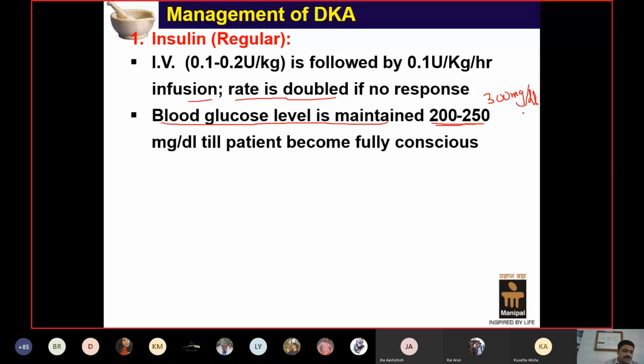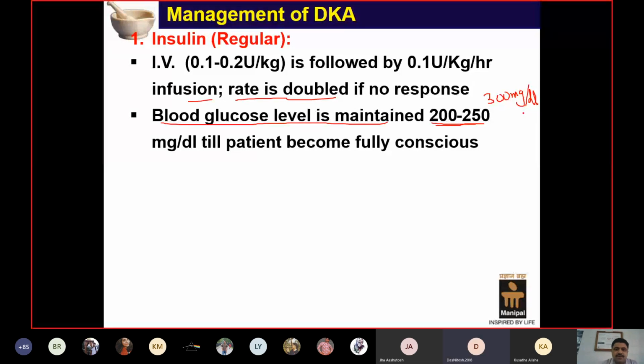87. Yes, sir. Why should the blood glucose levels be maintained at around 250 or 300? Hmm? 87. You don't know the answer? 86. Yes, sir. So what is the reason behind that? Excess ketone can be eliminated.